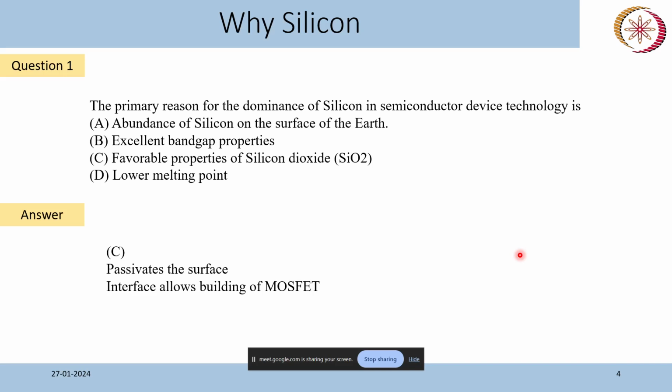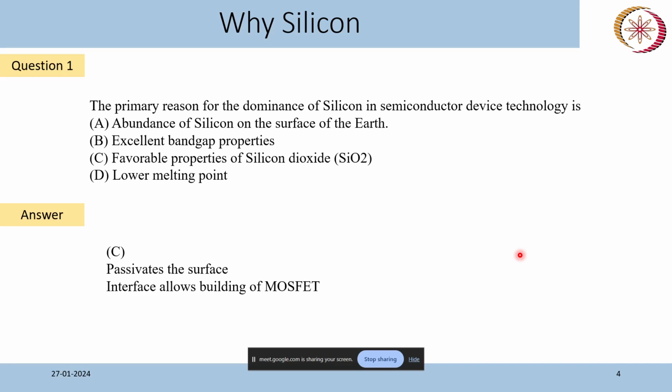You know that MOSFET is the basic device that is used in integrated circuits. Because of this native oxide, the silicon dioxide layer, and the properties of silicon dioxide, it is very useful. That is why silicon is used almost everywhere in semiconductor device technology.